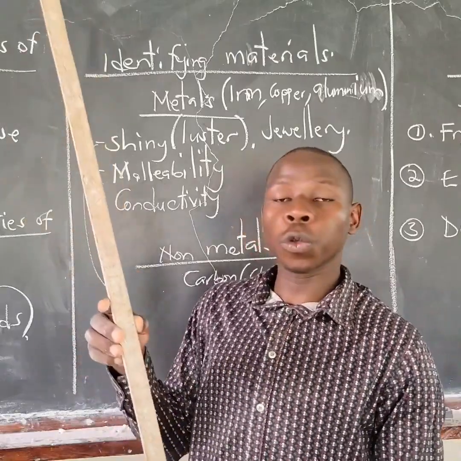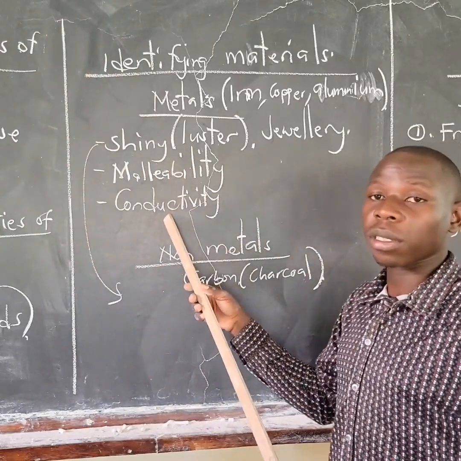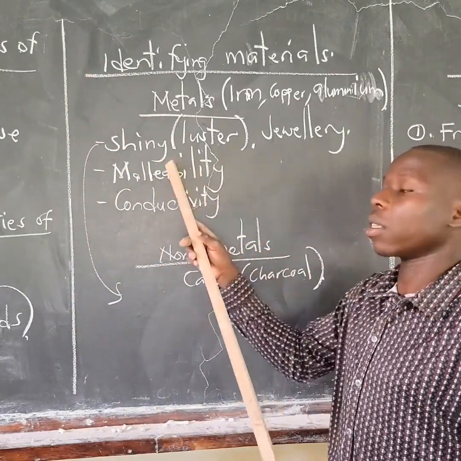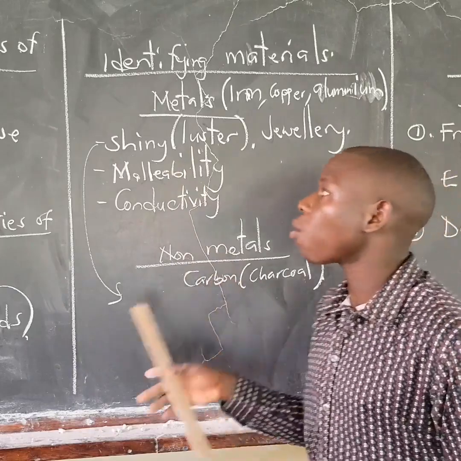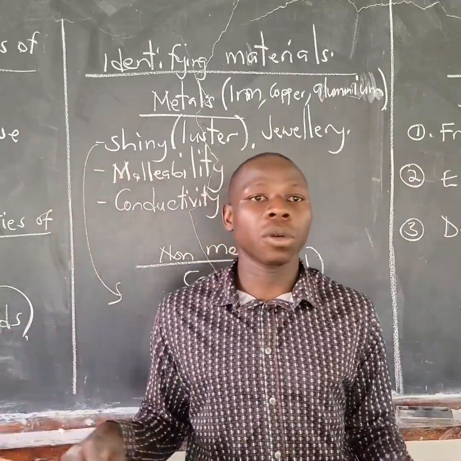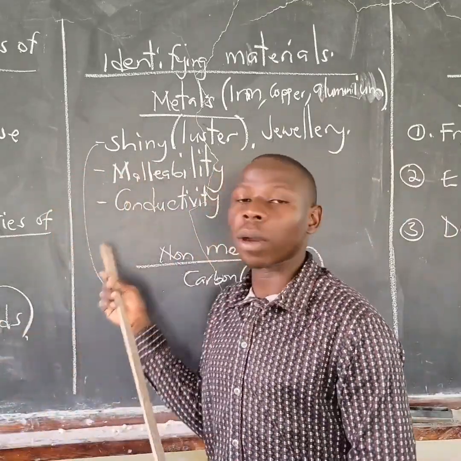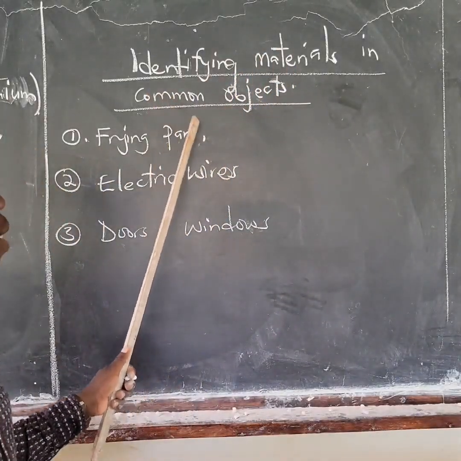If it is wood, what does it give us? Does it have any of these properties? Then if it is the opposite of this, it becomes a non-metal. That is how we can identify metals and non-metals. We base on these properties. Identifying materials in common objects.